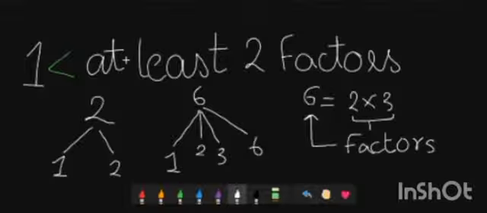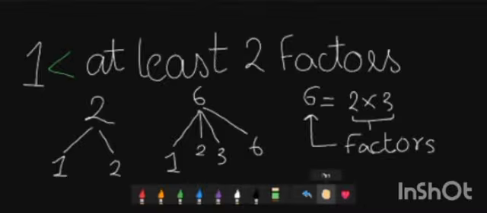For example, we have two examples over here, 2 and 6. 2 has two factors, number 1 and 2 itself. And 6 has four factors: 1, 2, 3, and 6 itself. What if someone asks you, when you multiply two numbers, you get 6, but what are the two numbers? Simple. 2 into 3 or 3 into 2 is 6. So it means that 2 and 3 are the factors of this number, which is 6.